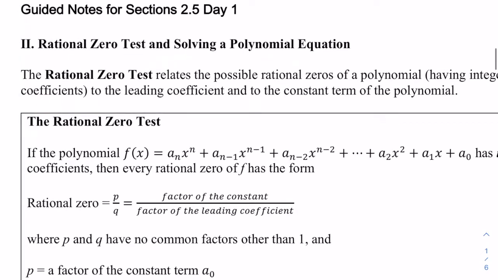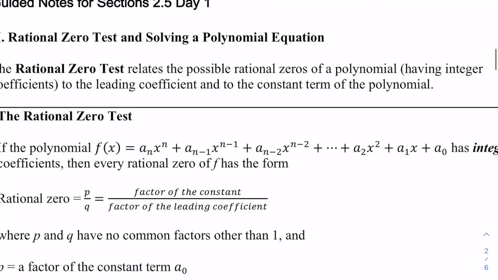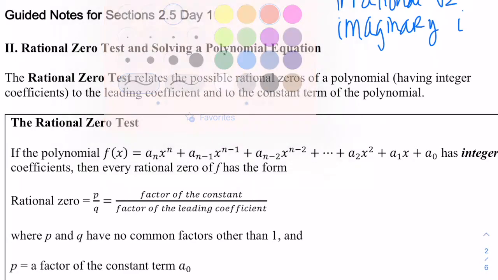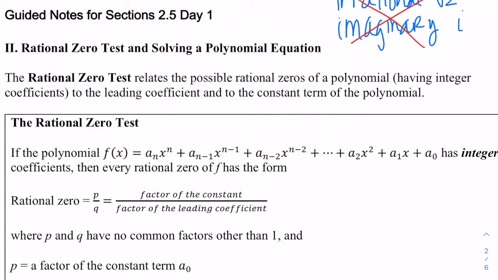Okay, now let's go on to the rational zero test. Now we're looking at possible rational zeros, not irrational. When we say irrational, remember we're looking at square roots or non-terminating, non-repeating decimals. We're not talking about imaginary roots, anything with an i, right? So that's not included in the rational root test.